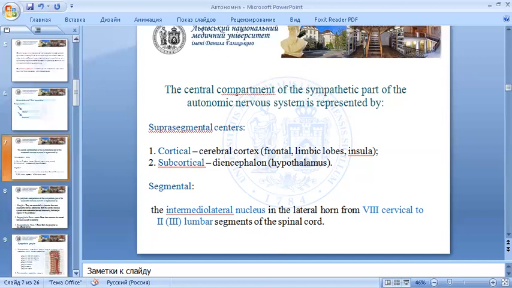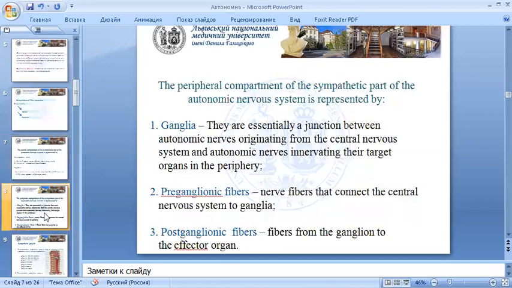The peripheral compartment of the sympathetic nervous system is represented by ganglia, preganglionic fibers, and postganglionic fibers. Like we said, when we discussed the peripheral part of the sympathetic and parasympathetic centers, it is made up of fibers and ganglia. Ganglia are essentially a junction between autonomic nerves originating from the central nervous system and autonomic nerves innervating the different organs in the periphery.